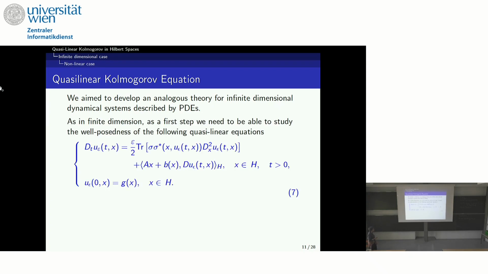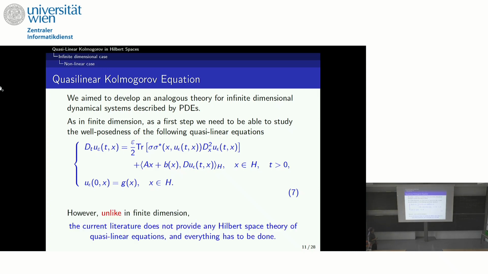So the first thing to consider is the infinite dimensional Kolmogorov equation that corresponds to the nonlinear one. So we start from here. This is a Kolmogorov equation where the second order term depends on the solution itself, okay, and x now lives in a Hilbert space. And unfortunately, in the current literature there are no results on well-posedness of this kind of equation. So the first thing that we had to do to start our program was to find well-posedness for this kind of equation.